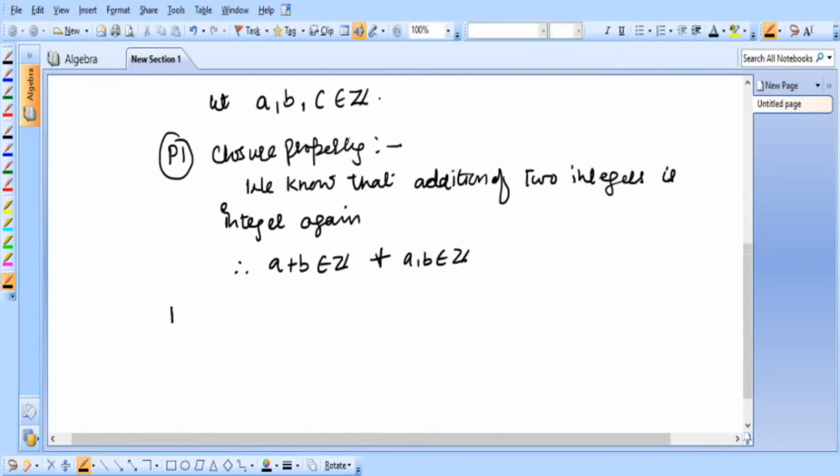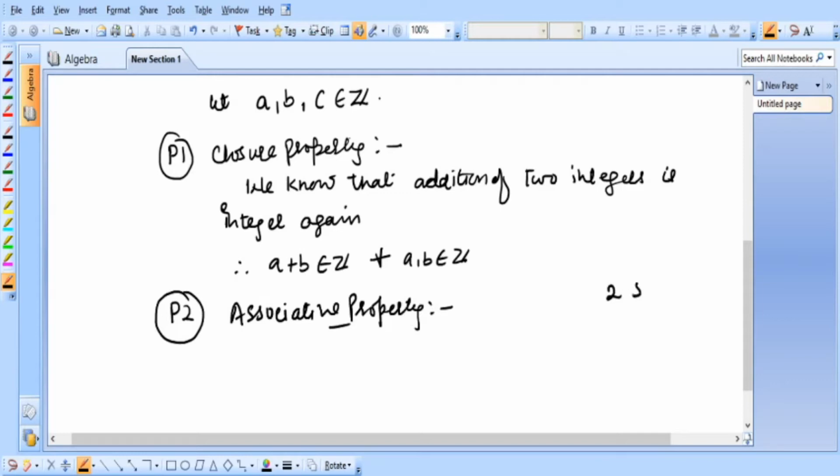Property number two now, associative property, right? So see here, if we are having three integers 2, 5, 8, right? If we add these two first, then add to this number 2, that is, if we are adding these two first, we will get 13, and then 13 plus 2 would be equal to 15.